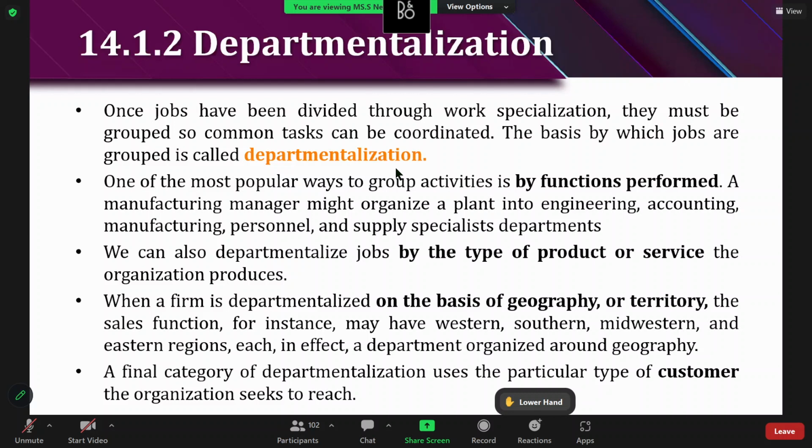Then another way is based on geography or territory. If the organization is operating in more than one location, we can departmentalize into eastern region, northern region, central region, western province, so that we can departmentalize the tasks or activities according to the geographical region in which they are performed. The final category is based on the type of customer. Organizations can departmentalize their products, services, or activities based on the customers they are serving, maybe adult customers, child care, and elder care, so they can group the customers on different bases. So this is what departmentalization means.